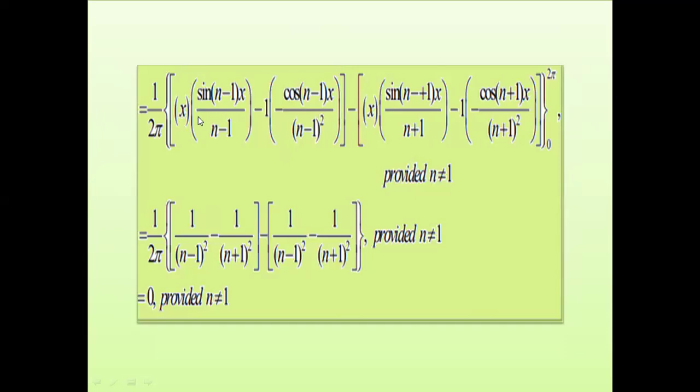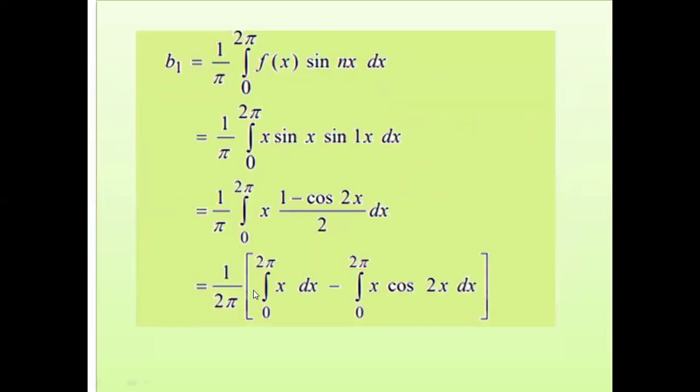Now again you have to apply Bernoulli's rule. So x is as it is. The cos (n minus 1) x you integrate, you get sine of (n minus 1) x by (n minus 1), minus 1 cos (n minus 1) x by (n minus 1) the whole square. And then next, x again with (n plus 1) as it is, you can apply over there. After that, apply the upper limit minus the lower limit. So you will get the bn value as 0. That's why we have to find the b1 answer separately. N is equal to 1 substitute.